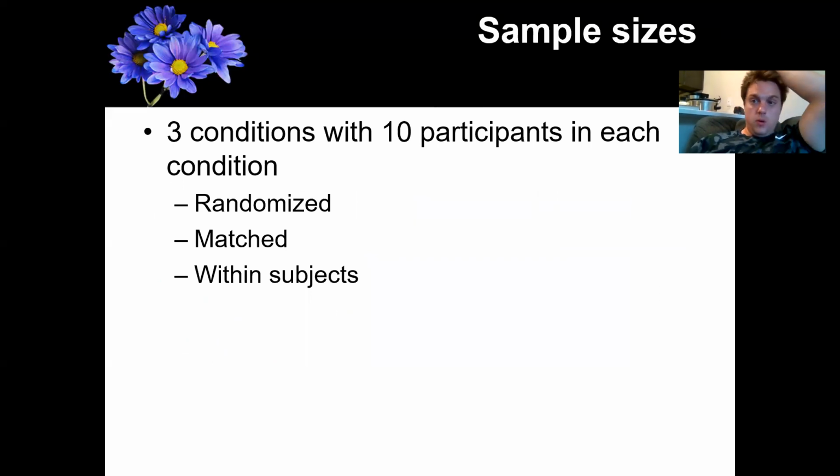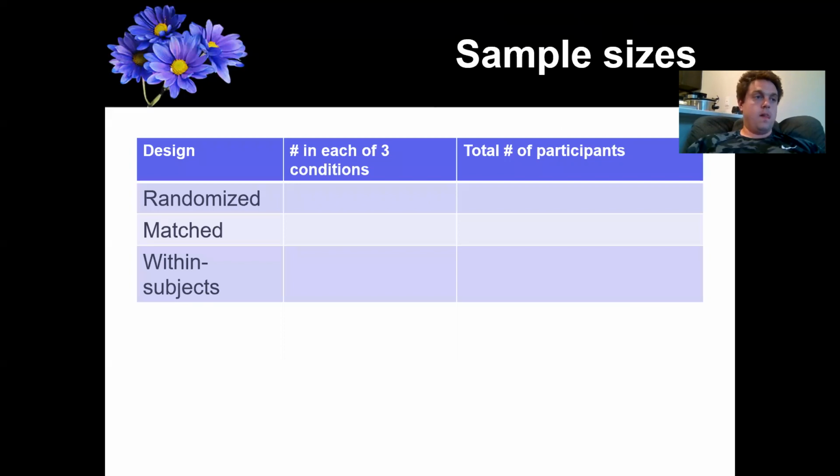The other great thing about within subjects designs is that you actually need fewer participants. Obviously, because the same people are doing multiple conditions, you don't need as many people as if you have different people doing different conditions. So, for example, let's look at these three designs we've covered, randomized, matched, and within subjects, and how they affect the sample size. How many people do we need for each of these?